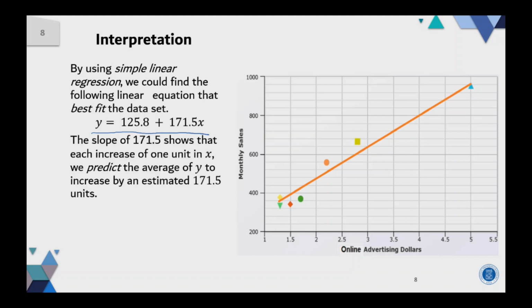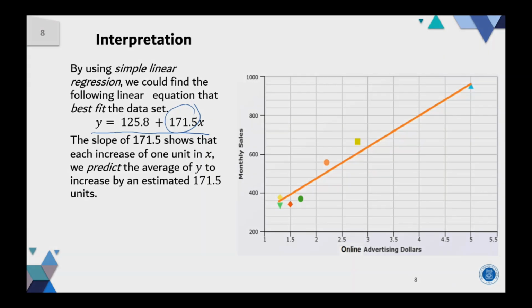Okay, so what does this equation mean? We have the slope is 171.5. What does it mean? It means that for each increase of 1 unit in X, or in online advertising, we can say that the average increase of Y, or the monthly sales, will be 171.5, right? That's the meaning of a slope.